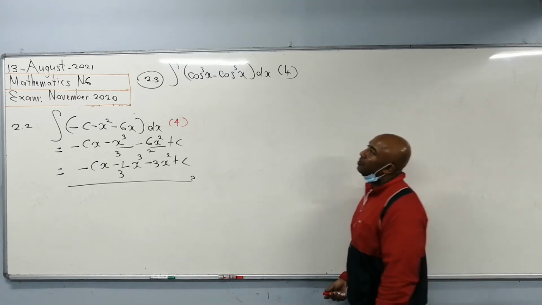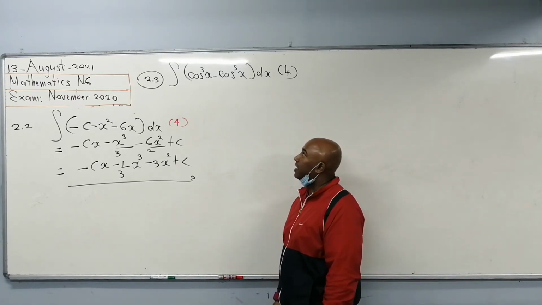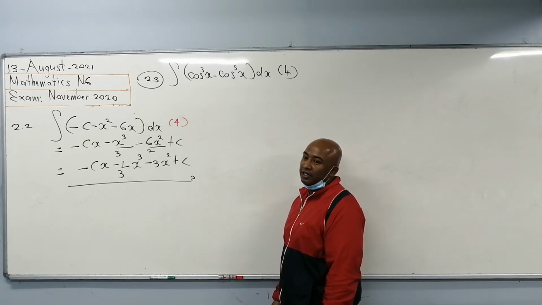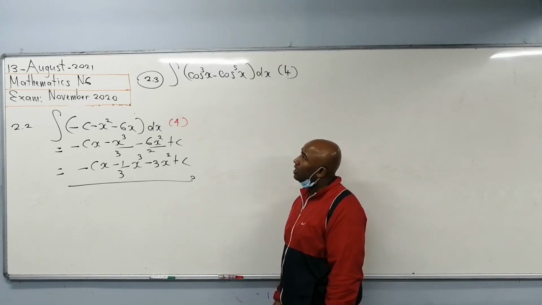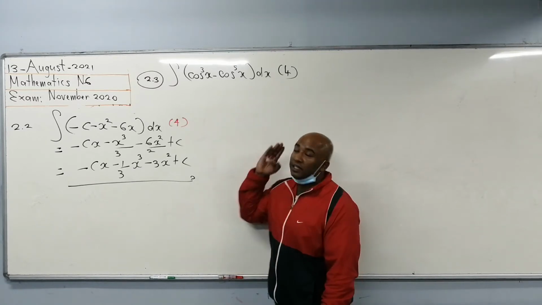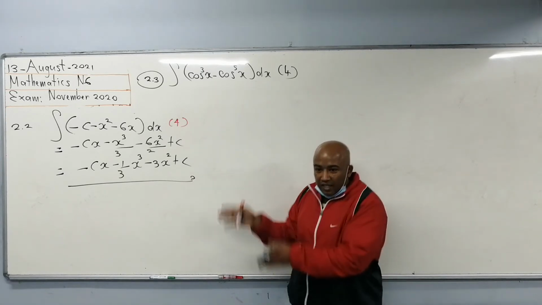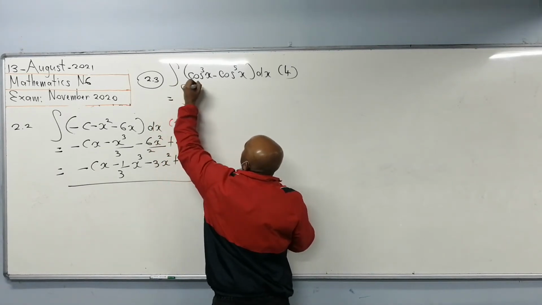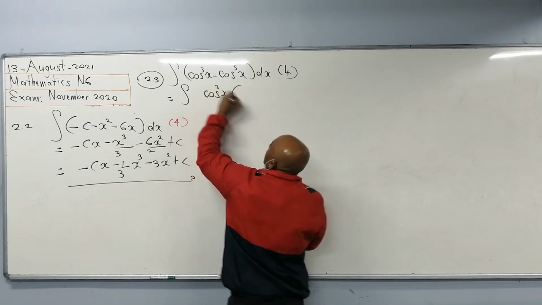Cos to the power 3 minus cos to the power 5. What can we do here? We can deal with each one individually, or if we take out cos to the power 3 as a common factor, we're going to have 1 minus cos squared, which is sine squared. I think that would be a faster way to do it. But nothing is wrong if you do this one and this one individually, that is 100%. But let's see what happens if you take out cos to the power 3 as a common factor.